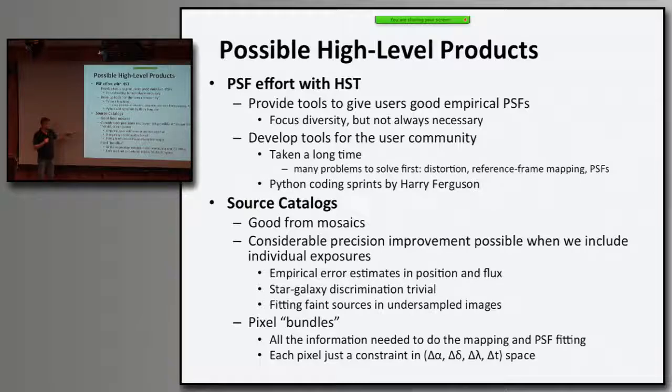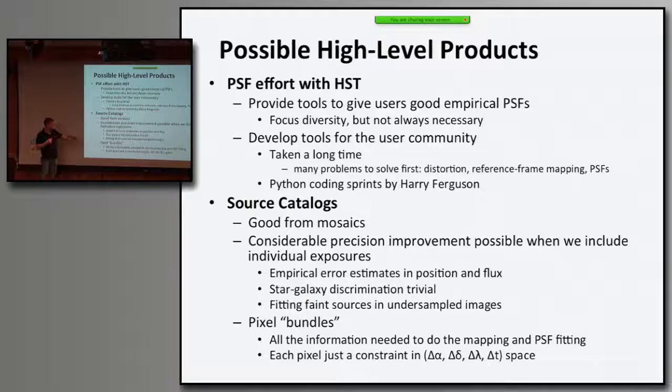Discrimination between stars and galaxies. It allows you to fit faint sources in undersampled images if you do forced photometry. In an undersampled image, you get a lot more signal to noise if the star is centered on a pixel than if it's at the corner between 4 pixels. And so you can use that kind of information to optimize your measurement of faint objects, or faint stars especially.